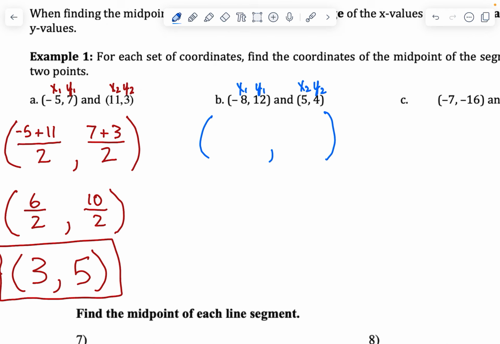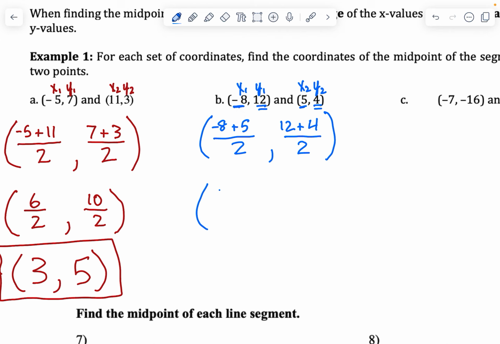The main important thing that you need to do is make sure that you're adding the x's together, like negative 8 plus 5, and the y's together, so the 12 and the 4. If you move too quick, it's really easy to accidentally put the points together, like add up negative 8 plus 12 and then 5 plus 4. So you really got to make sure you're putting the x's together, y's together. That's the main thing you got to watch for.